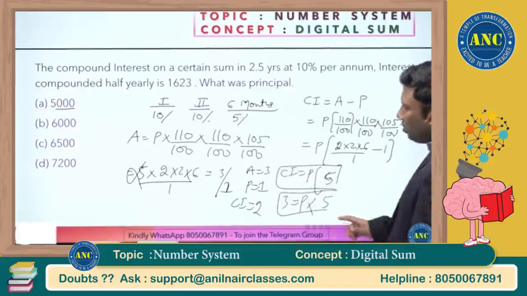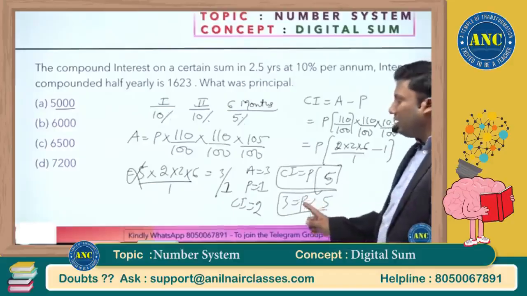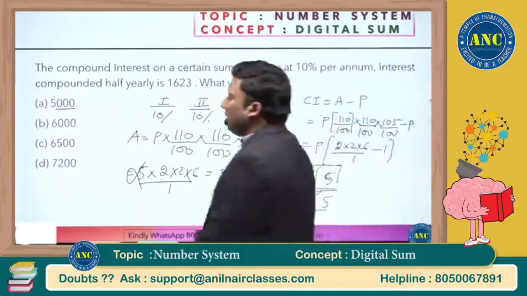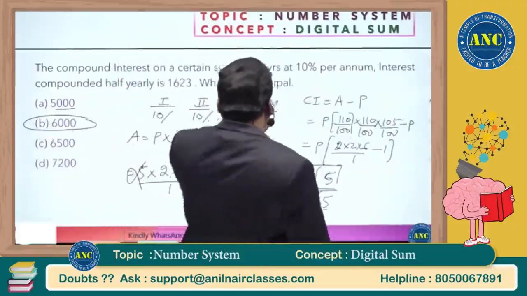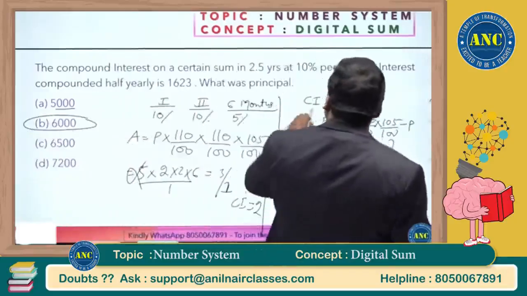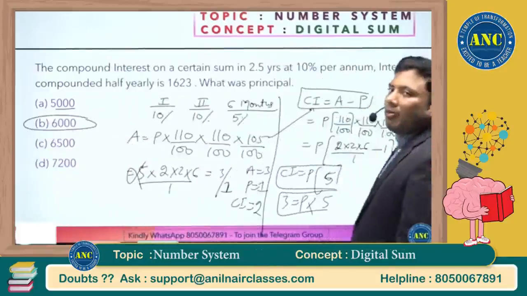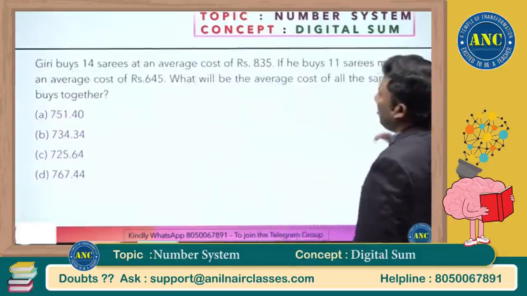P into 5. Substitute, which one is giving you 3? First option, 5000. 5000 into 5 is 25. 2 plus 5 is 7. 6000: 6 into 5 is 30. 30 is nothing but 3. In case you are unable to do it like this, directly go to this step: CI is given by amount minus principal.